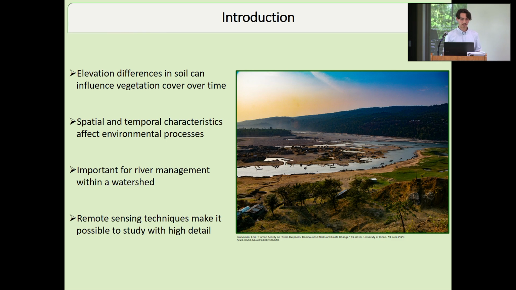So I was in person for most of the internship, but all of my work was done on computers through remote sensing programs that make it possible to study these things in high detail.